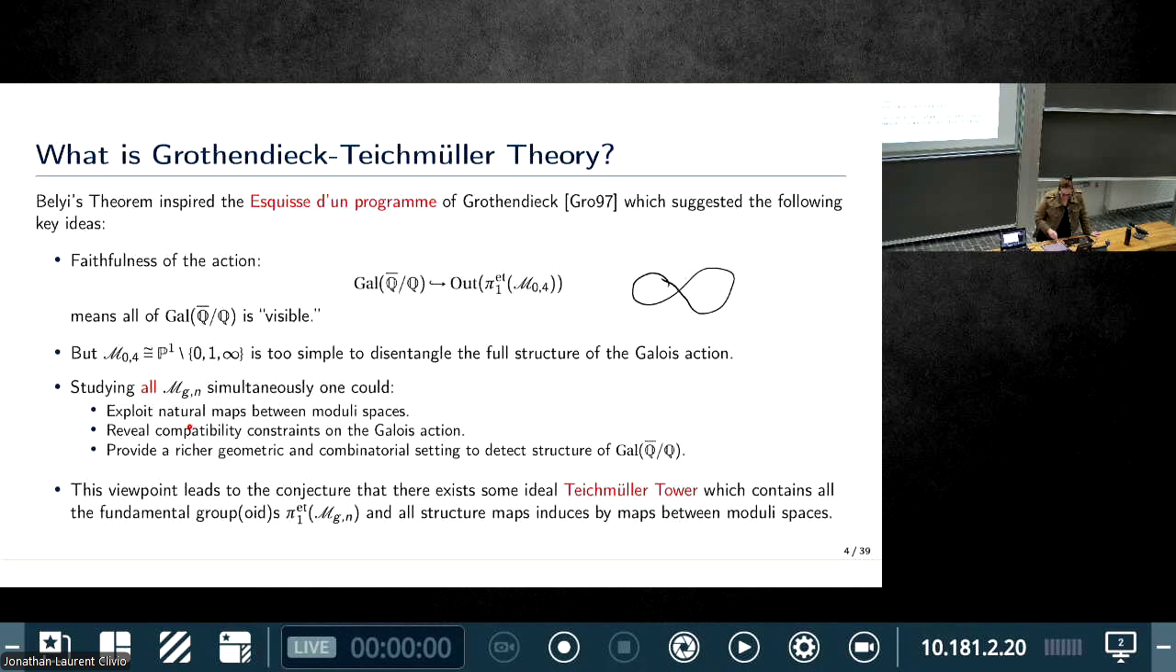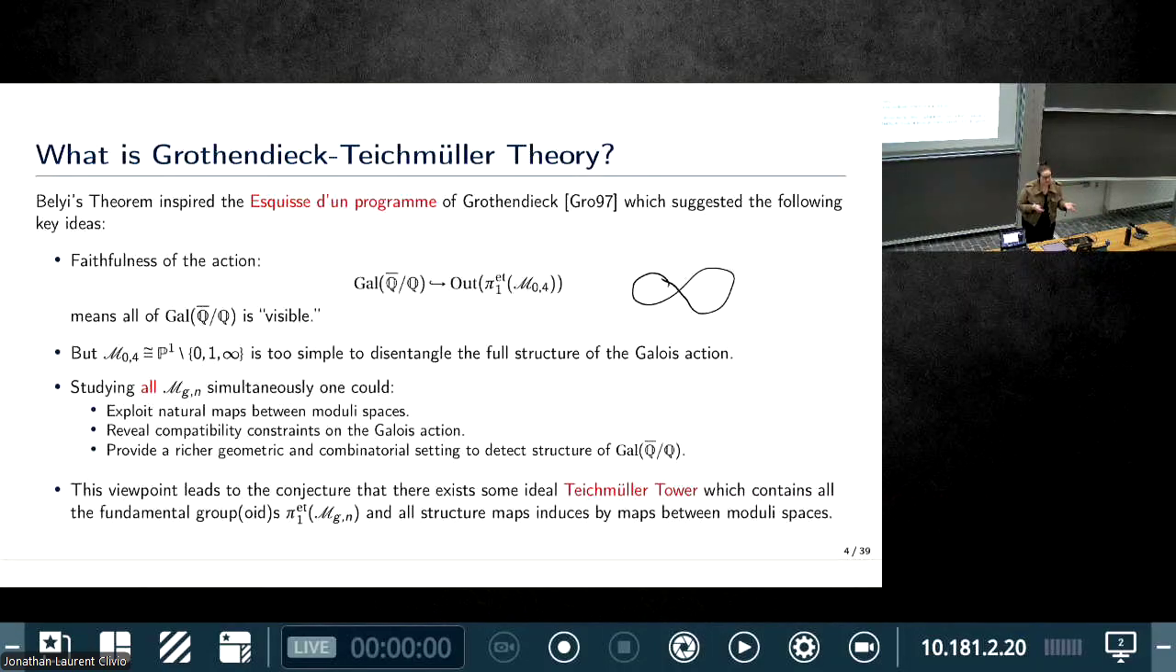And then we could exploit the natural maps between these moduli spaces, like for getting points, which we talked about a bit yesterday. And then when we look at the automorphisms of the moduli spaces that have to be compatible with these maps, this should give some constraint on how the Galois group acts. And it gives us a nice geometric, in fact, quite combinatorial setting where we could look and try to understand the absolute Galois group.